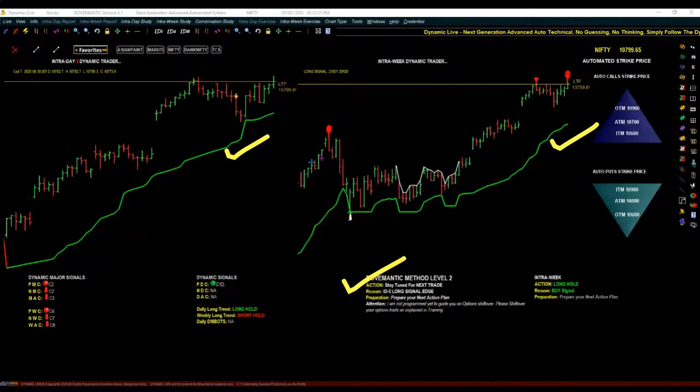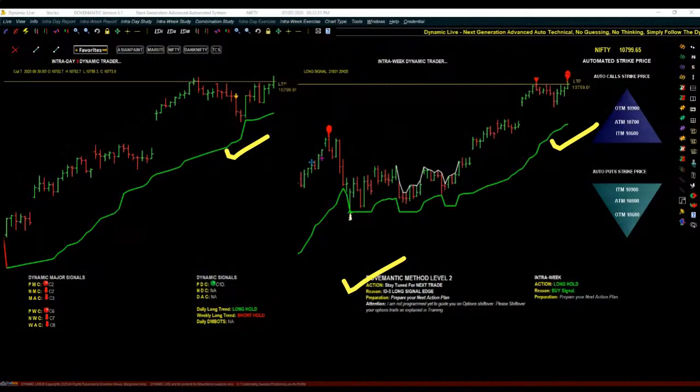dynamic system. Now, what is dynamic system? Dynamic system is another software like this Dynamic Live. It also gives you the right entry, right exit automatically. But using dynamic system, we do positional trading. Dynamic Live, we make use of in order to do more of a short-term trading for regular month-on-month income. But for dynamic system, we do positional trading in order to earn year after year income.